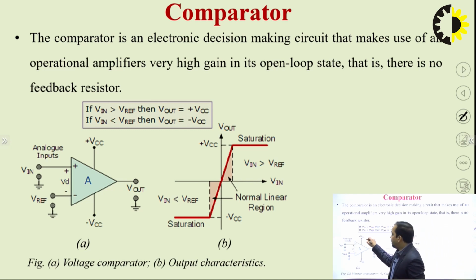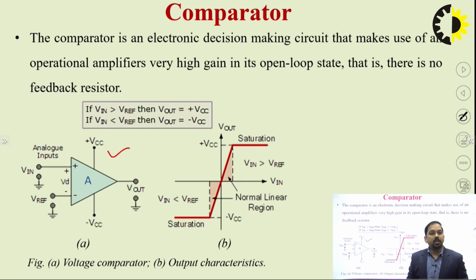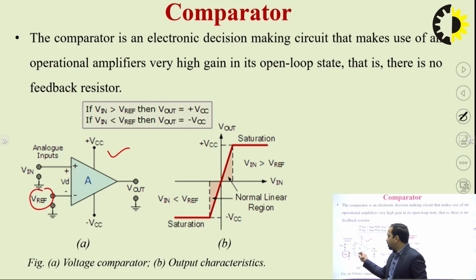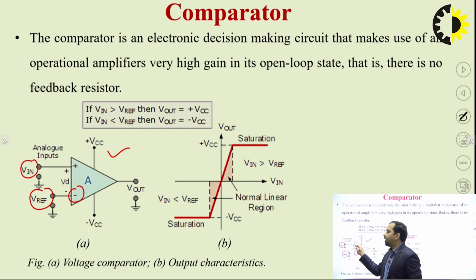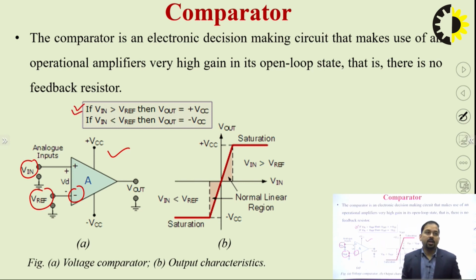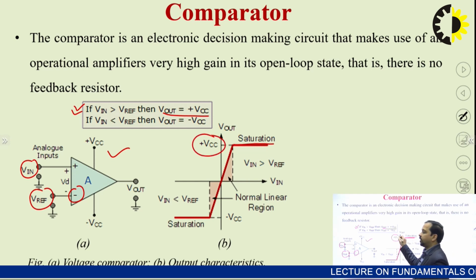So here we can clearly see that now the OPAMP is in open loop configuration with R reference, V reference. V reference means a voltage which is fixed at the inverting terminal, and also we have V input which is connected at the positive, non-inverting input. Now the condition is that whenever the input voltage is greater than the reference voltage, the output will be very high and positive. So the OPAMP gets saturated and we are able to achieve plus VCC.